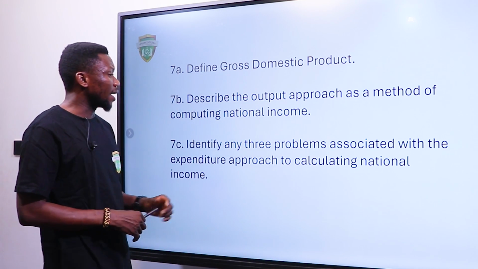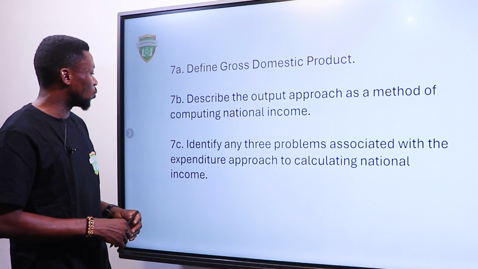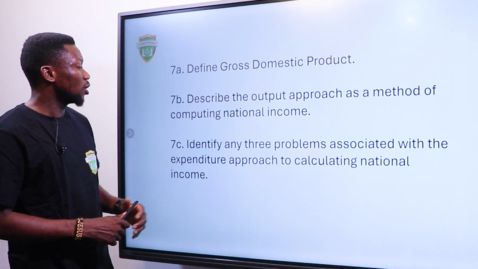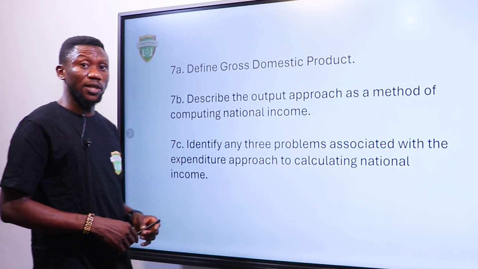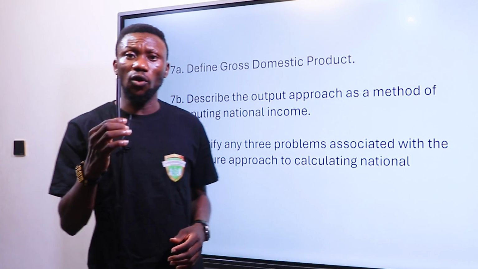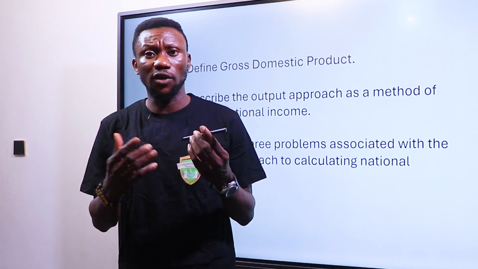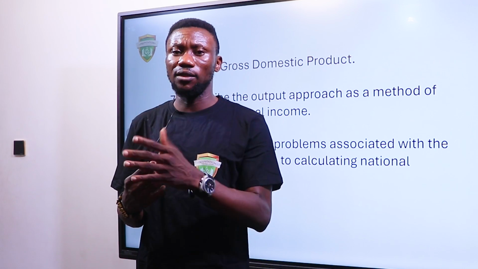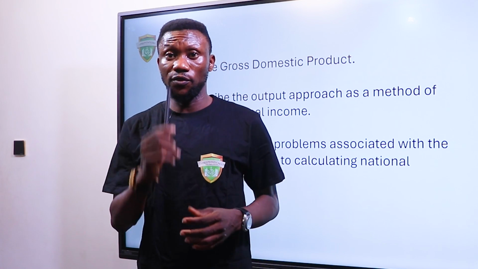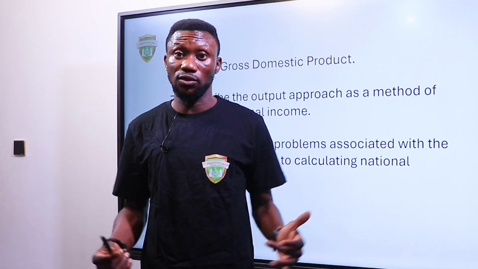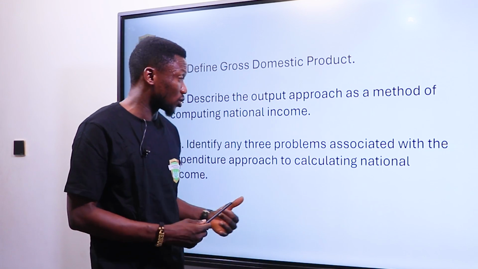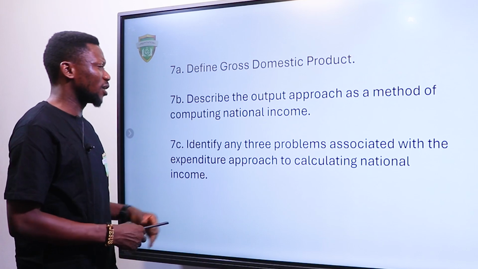So identify any 3 problems associated with the expenditure approach to calculating national income. Now, expenditure approach means how much of this was sold. So how much is the value of each one? Because if this stylus is worth 1,000 and 50 were sold, that means expenditure approach means 50,000, which is similar to the output approach, talking about the ones that are produced. So what are the problems with this?